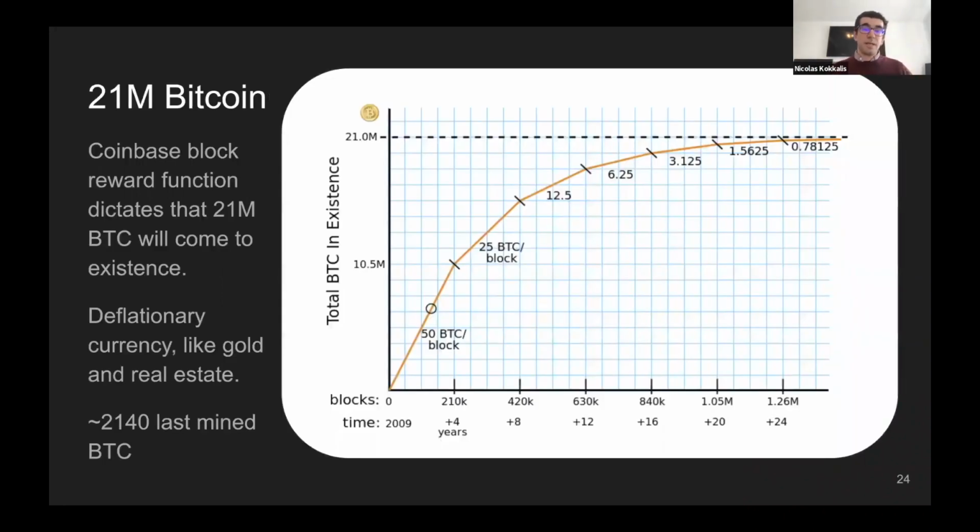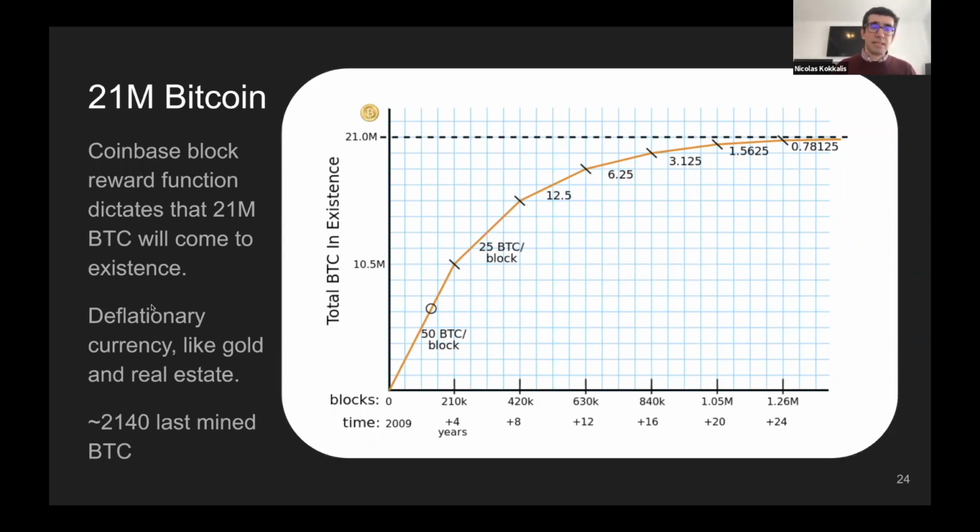Let's look at the same graph in another way. So for the first 4 years, the Coinbase, which is essentially the emission rate, the rate at which new Bitcoin comes into existence, was growing at this rate, which means that within the first 4 years, about 50% of the entire Bitcoin was already minted. And then an additional 25% was minted here, an additional 12.5% was minted here, and so on and so forth.